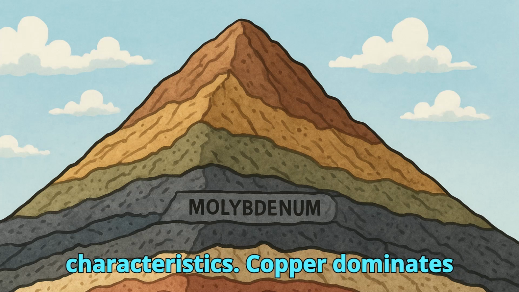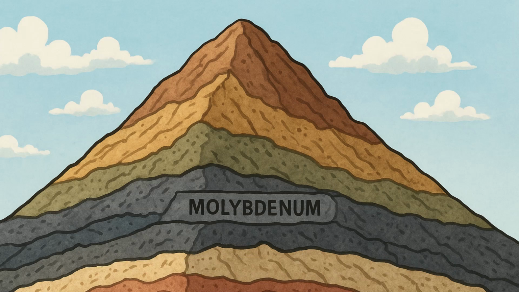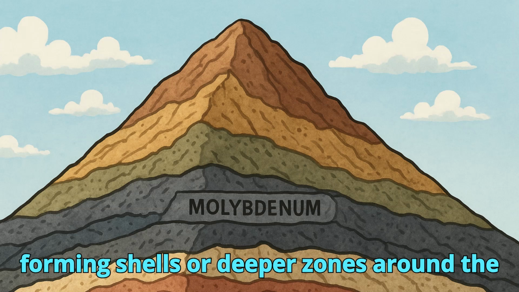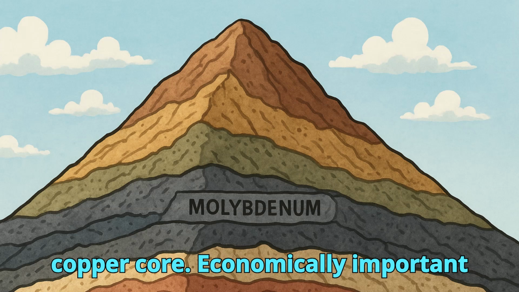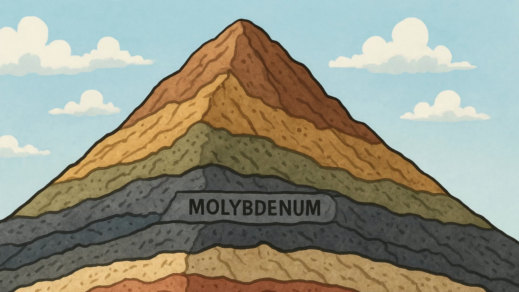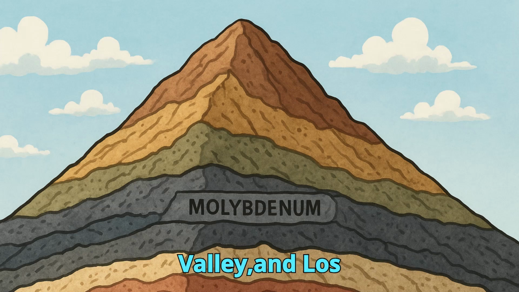Ore characteristics. Copper dominates in early mineralization. Molybdenite is deposited later, often forming shells or deeper zones around the copper core. Economically important because both Cu and MoS2 can be mined. Examples: Bingham Canyon, USA, Highland Valley, Canada, and Los Bronces, Rio Blanco, Chile.